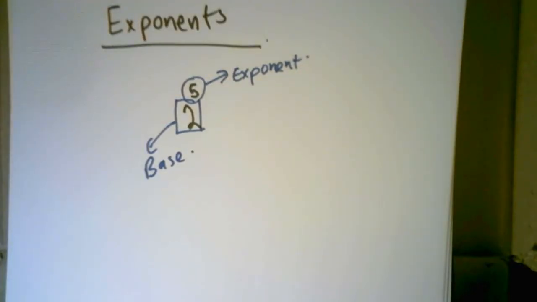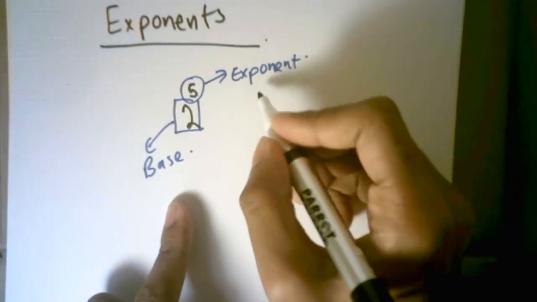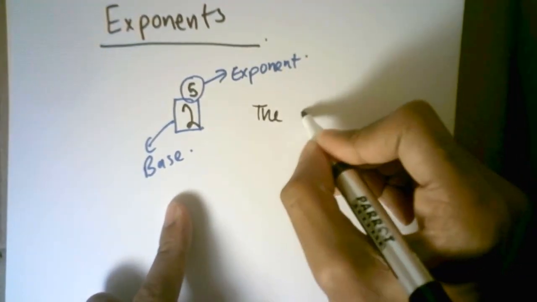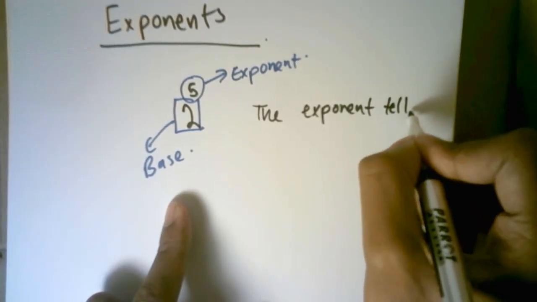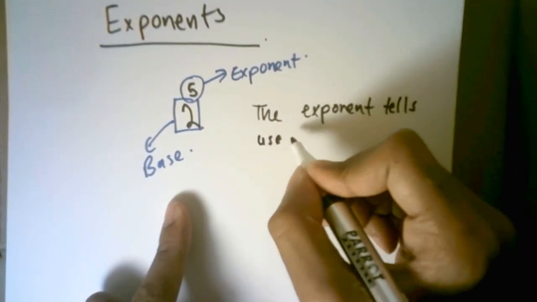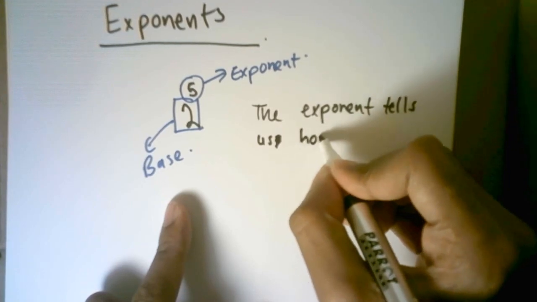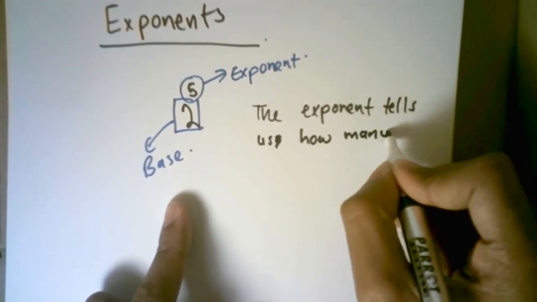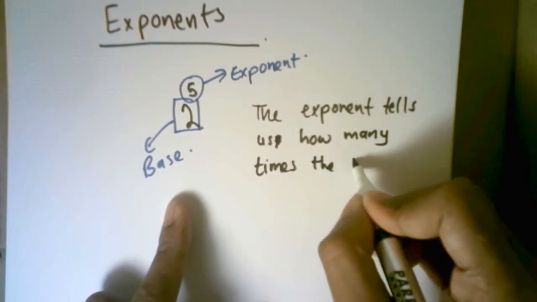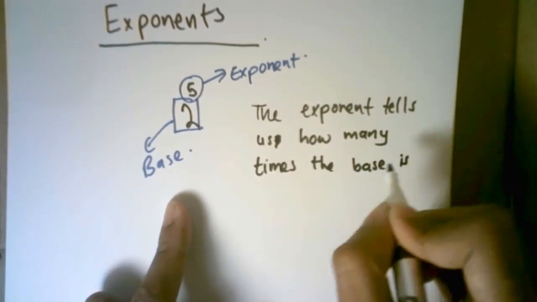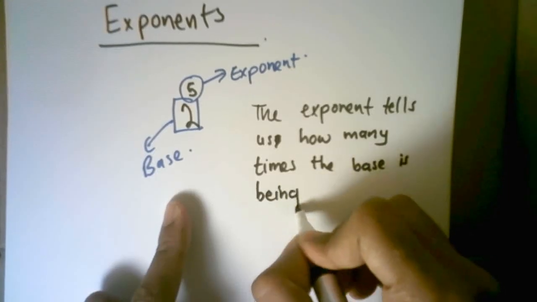So what is an exponent? An exponent tells us how many times the base is being repeated. So let's write that down. The exponent tells us how many times the base is being repeated.